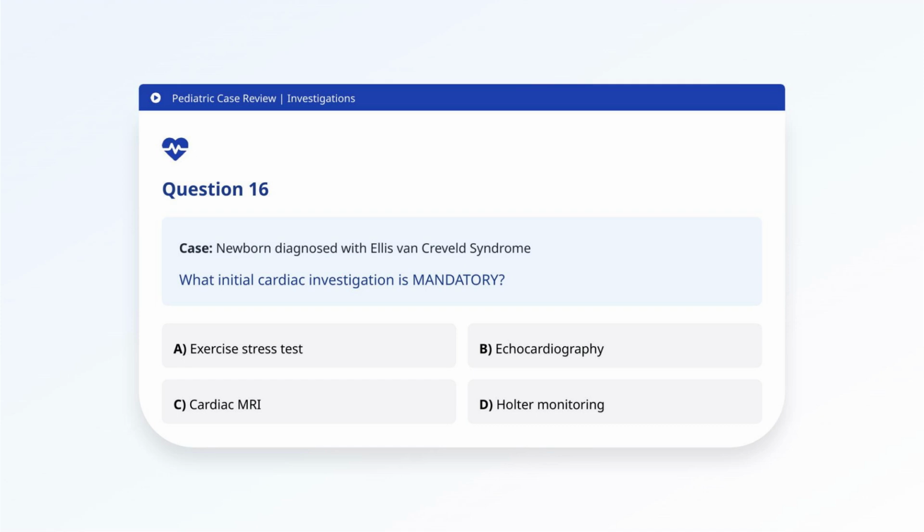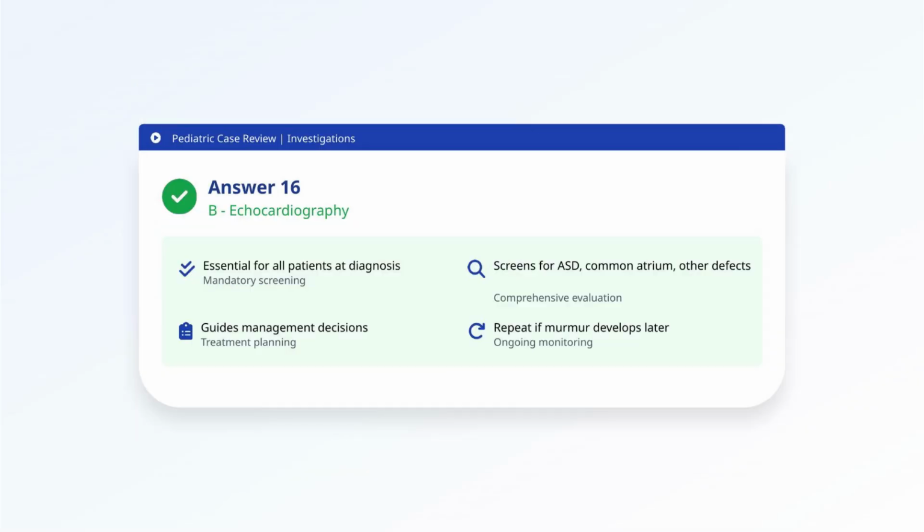Option A, exercise stress test. Option B, echocardiography. Option C, cardiac MRI. Or option D, Holter monitoring. The correct answer is B, echocardiography.